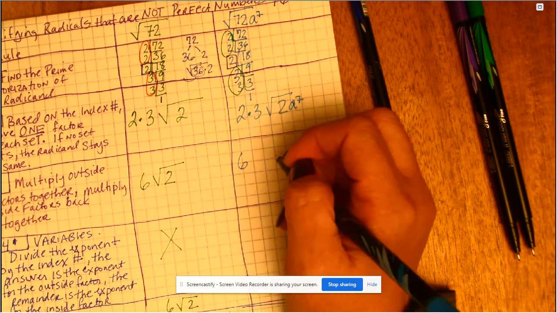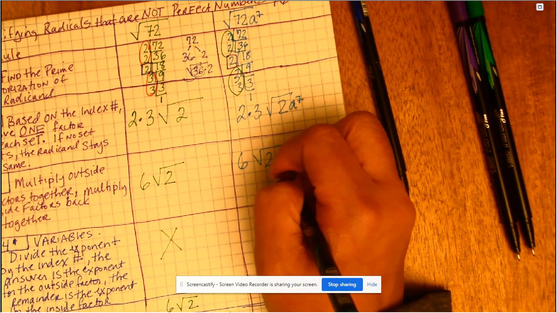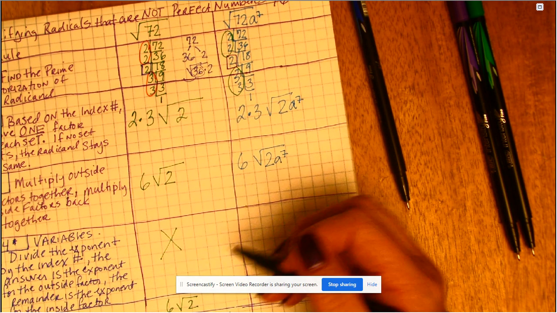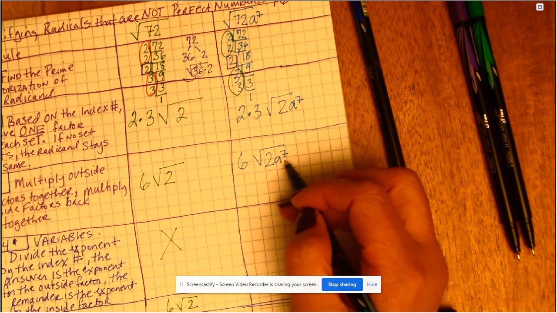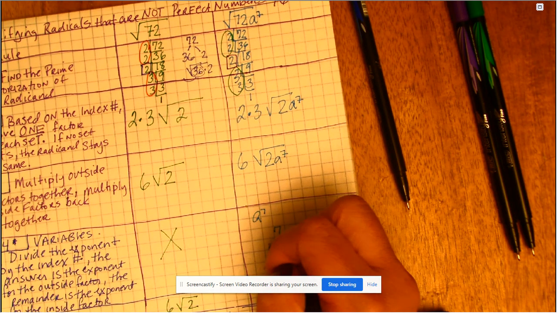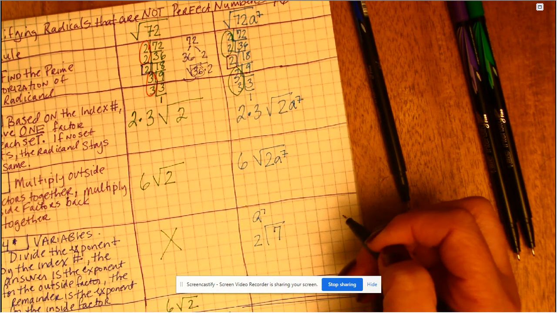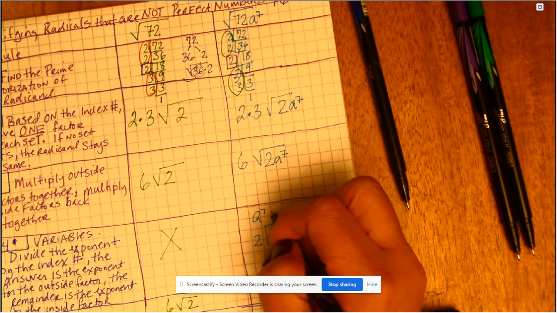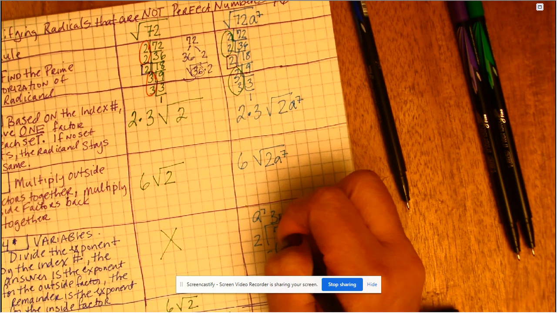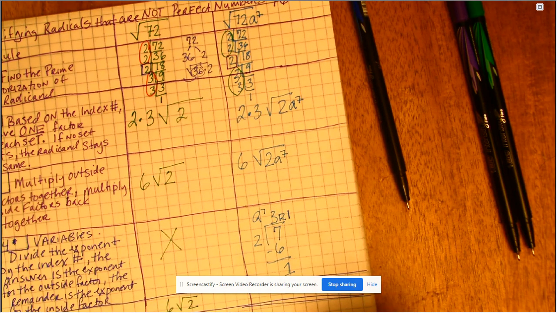Outside 6, radical 2a to the 7th. And now I have to do the part with the variables. So the exponent for a is 7. My index number is 2. 2 goes into 7 3 times, giving me a 6, and I have a remainder of 1.